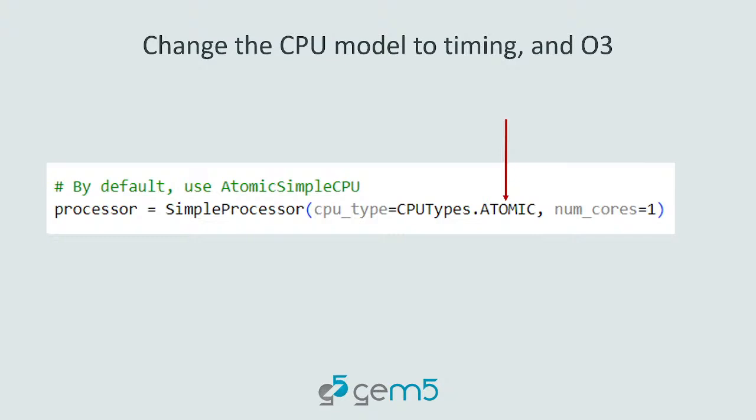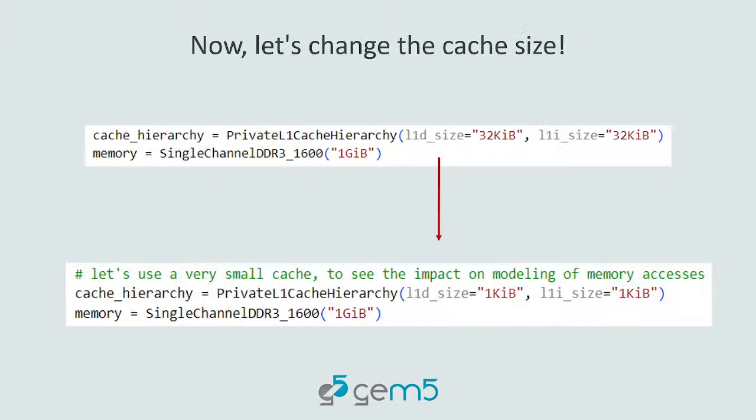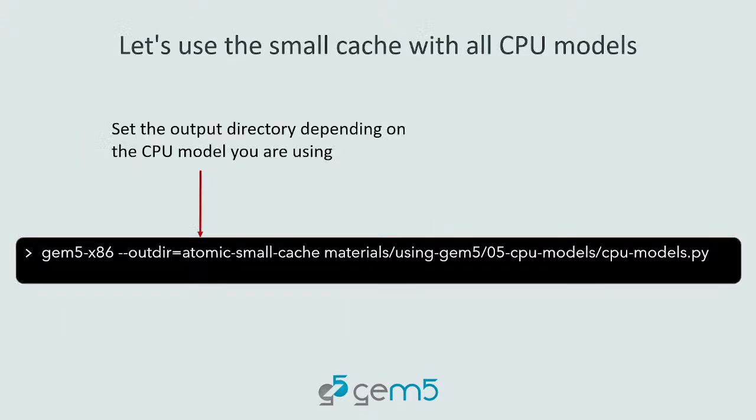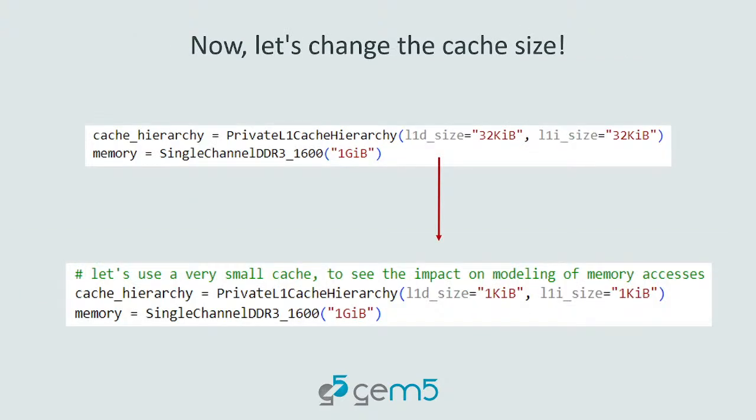Okay. So for those of you who have done that, I would suggest another thing, which is changing the cache size. You're going to change your cache sizes, which were 32 kilobytes, to much smaller caches, 1 kilobyte, which is not realistic, but let's do it for the sake of this experiment. So for those of you who are already done with 3 CPU models, now change the cache size and run it again with 3 CPU models, making sure that the results are again in separate folders. You can call them atomic small cache, timing small cache, and O3 small cache. So just run with the 3 CPU models again, but this time with the small cache. The size is going from 32 kilobytes down to 1 kilobyte. So much, much smaller cache. Is that clear, what we are supposed to do?